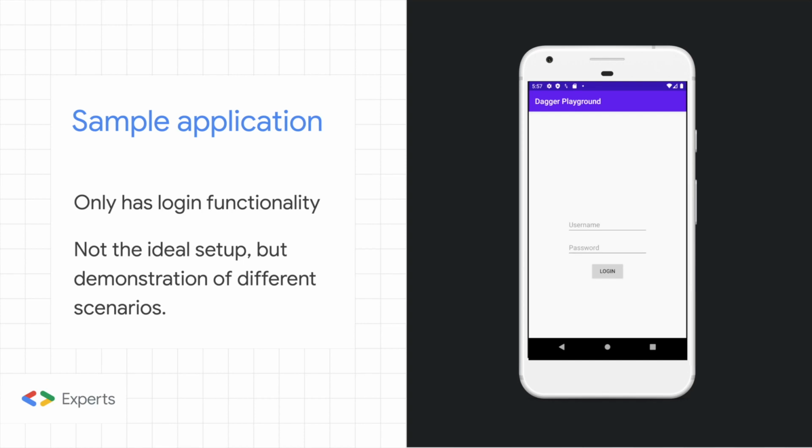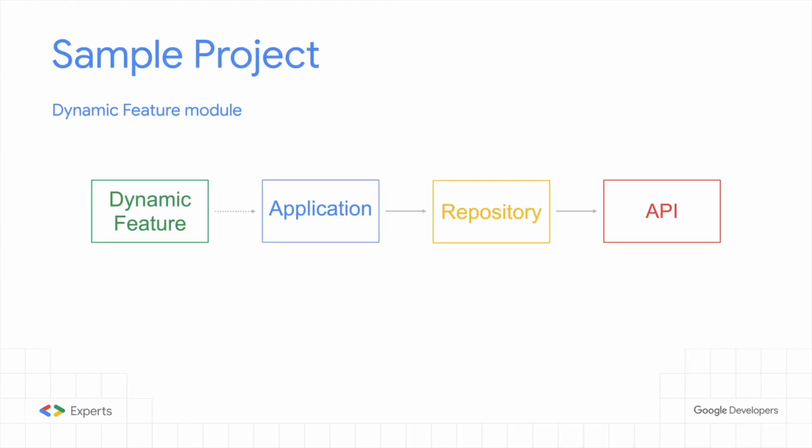Our sample project consists of 4 layers. The application module contains the core of the application. In the repository module, we have a repository that makes calls to the API layer. And finally, in our dynamic feature module, we have our login functionality. We call login to our dynamic feature module.